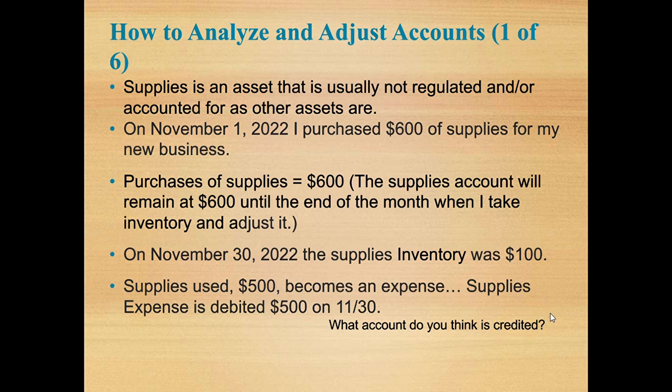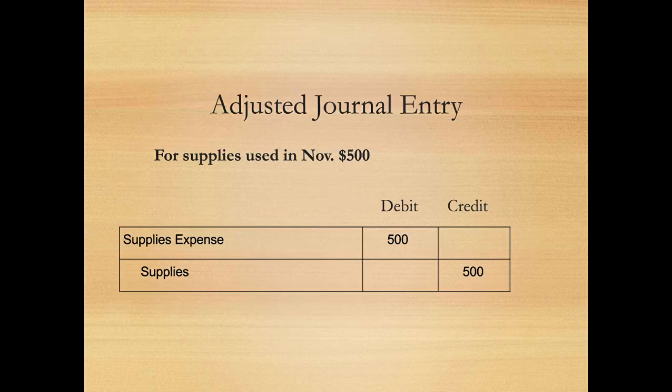Well, obviously supplies, because supplies is showing it's at 600, but it's not, it's at 100. So I would need to credit it. I would need to bring it down to 100 where it really is at. So my adjusting entry for November 30th would be $500, because that's how much I used for the month by taking a tally at the end of the month. And I therefore would debit supplies expense, acknowledging the supply expense for the month of November, and crediting supplies, bringing it down to its true value of 100, and therefore probably on December 1st, purchasing more supplies.